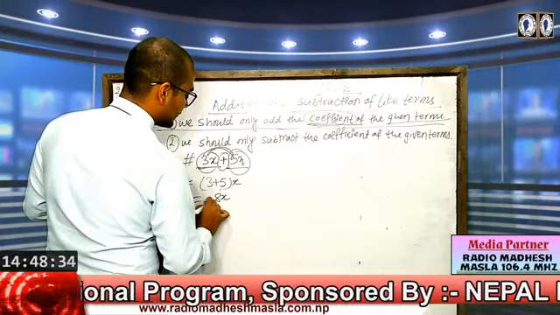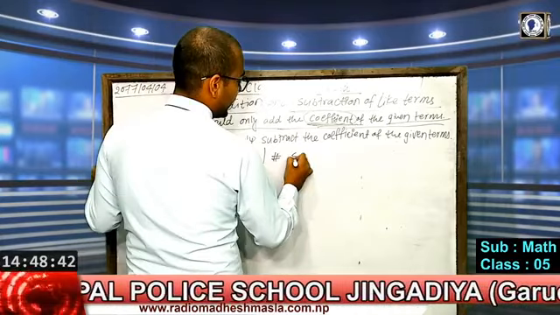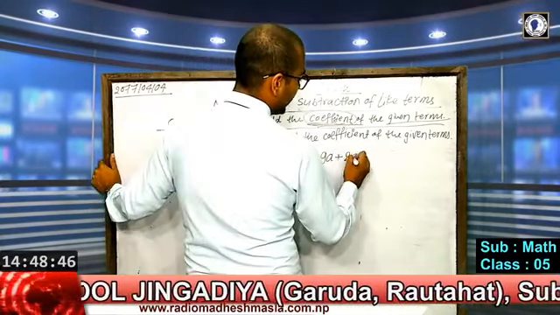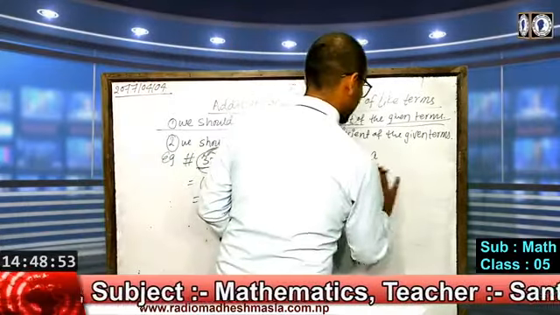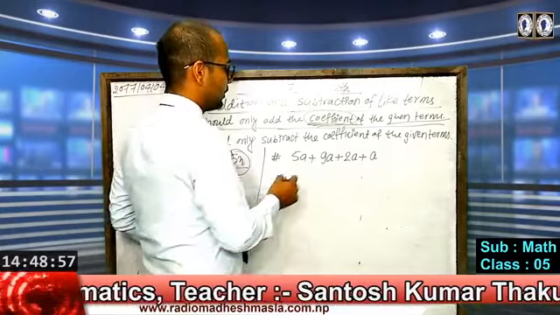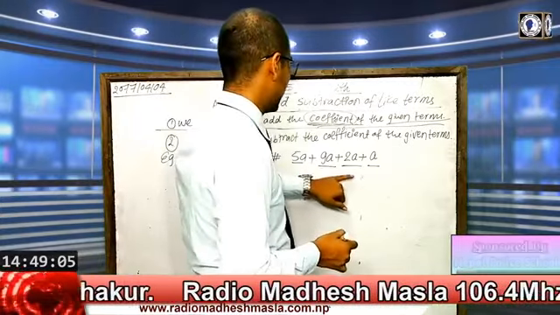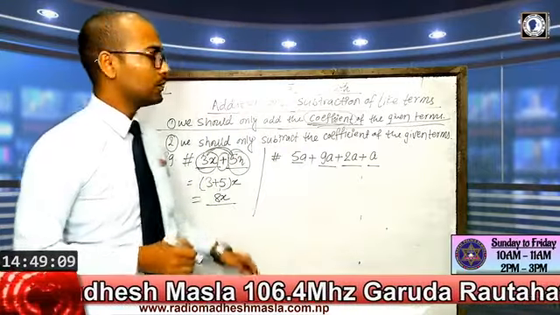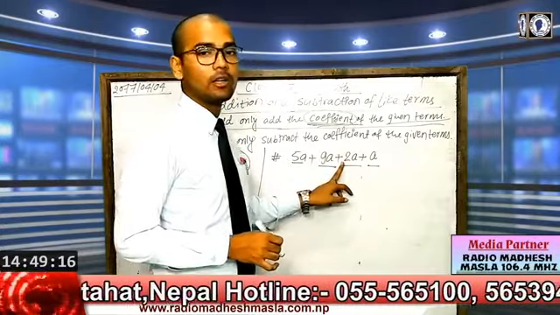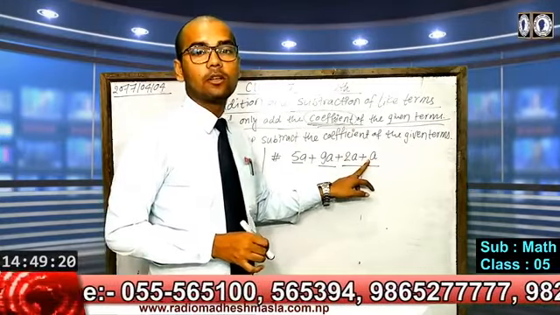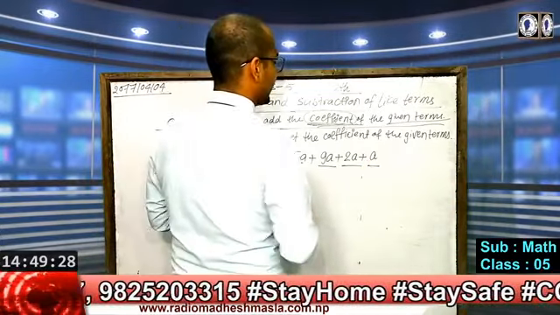In the same way, sometimes we may be given questions like these. Suppose 5a plus 9a plus 2a plus a. Listen to me carefully. Here we have four terms in the question: 5a, then 9a, then 2a, then a. Among these, the first term has coefficient 5, the second has 9, the third has 2. But the last one has no coefficient. If it has no coefficient, we should suppose 1 as its coefficient.